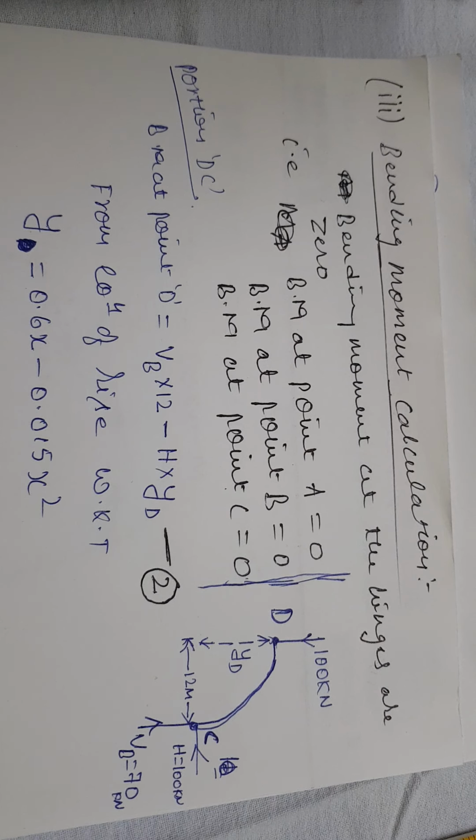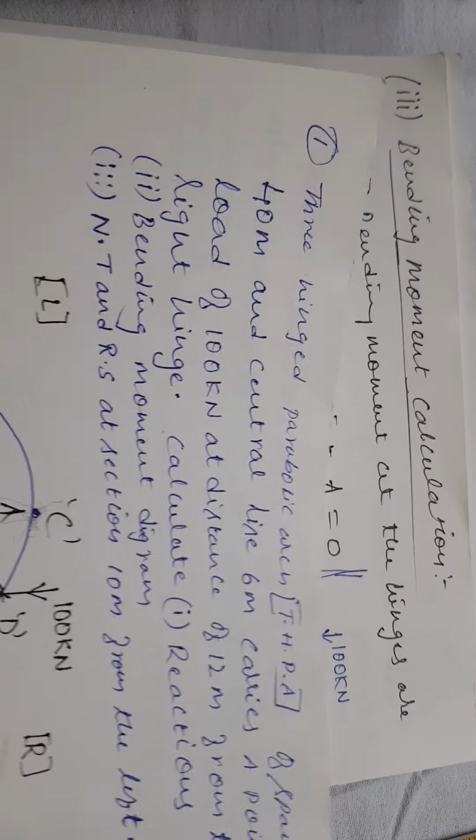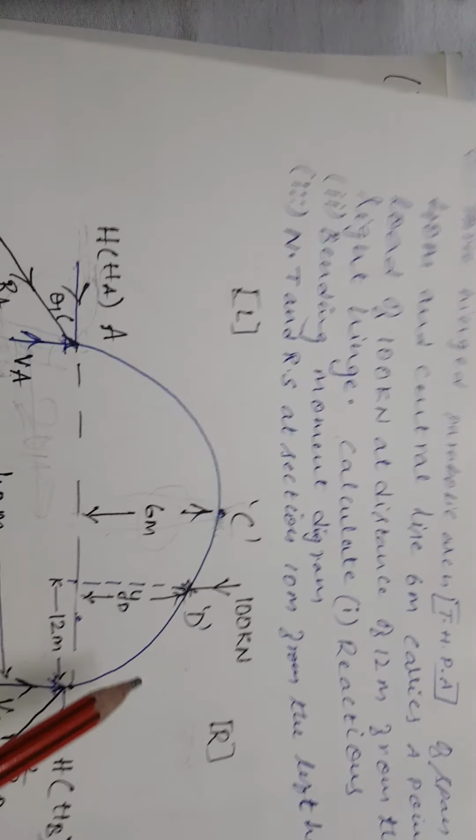At the supports it will always be equal to 0, at the hinges it will always be equal to 0. Okay, after finding this, wherever the load is given, you have to find the bending moment at the loaded point. In the question, if you see, the load is given in the right portion of the arch. That is what is shown here.